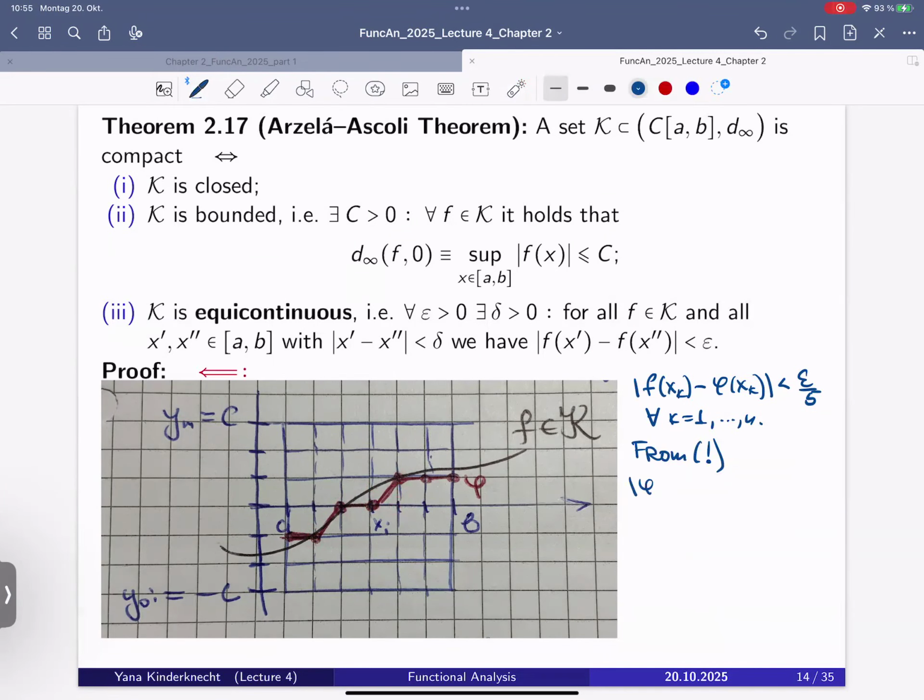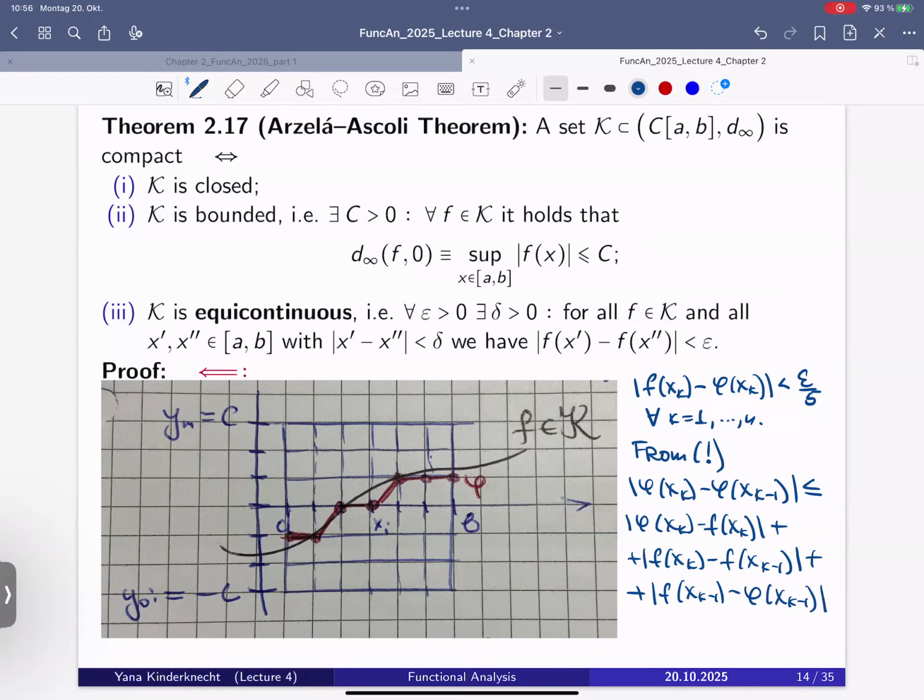Now from this property, we have the following. The absolute value |phi(x_k) - phi(x_{k-1})| is smaller or equal, again by the epsilon argumentation, to |phi(x_k) - f(x_k)| plus |f(x_k) - f(x_{k-1})| plus |f(x_{k-1}) - phi(x_{k-1})|. The statement is that this is smaller than 3 epsilon over 5. Let us check it. By construction, this allows us to deal with this term and with this term.